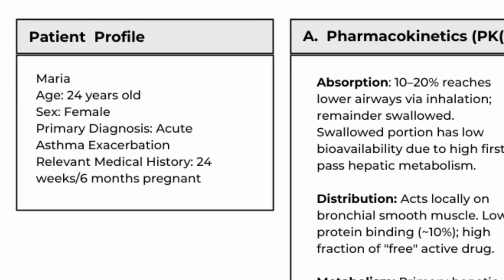For our case study, we have Maria, who is 24 years old, female, with a diagnosis of acute asthma exacerbation, and her relevant medical history is that she is 24 weeks pregnant.